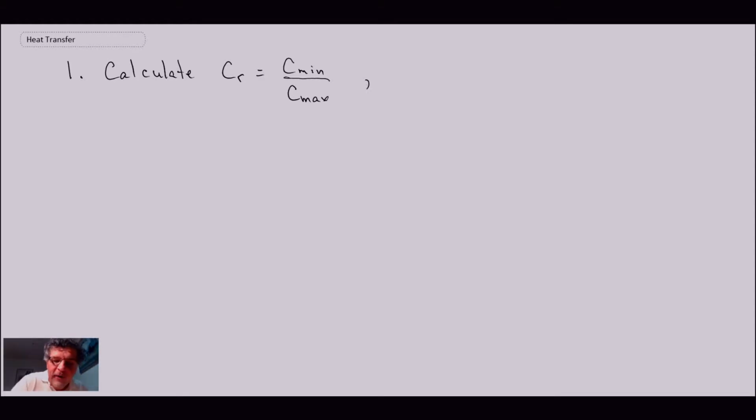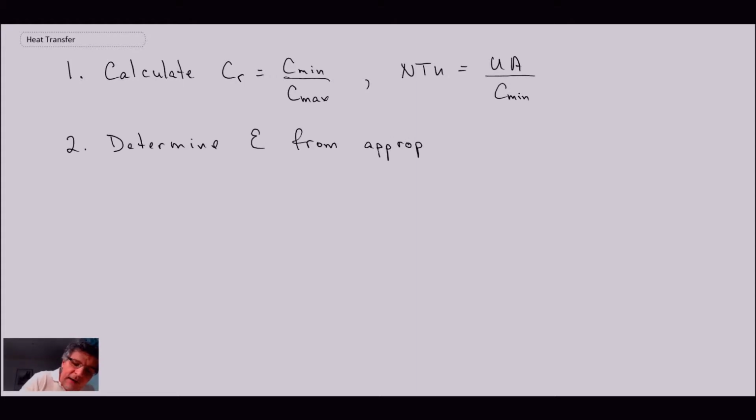So to begin with, you calculate the value of C min over C max, and we call that CR. Then the number of transfer units is UA divided by C min. Once you have that, you can determine epsilon, or the effectiveness, from the appropriate figure, if you have a figure in your book, or you can use an equation. Now remember, the equation is going to be the more accurate approach.